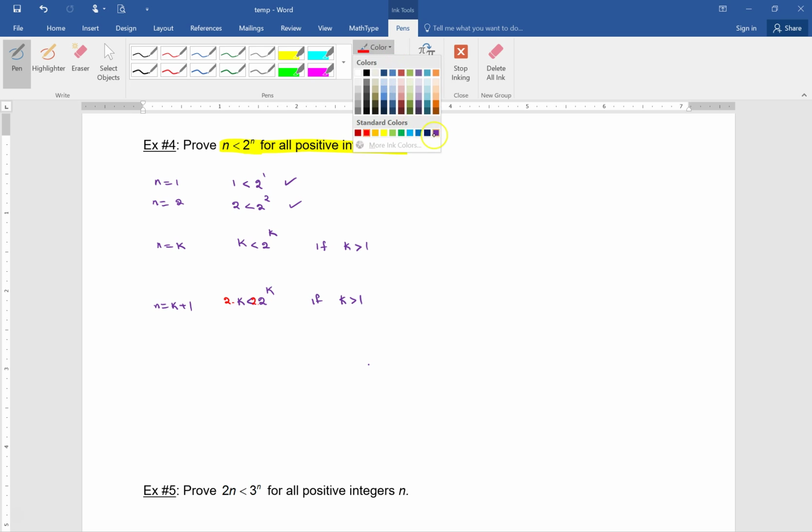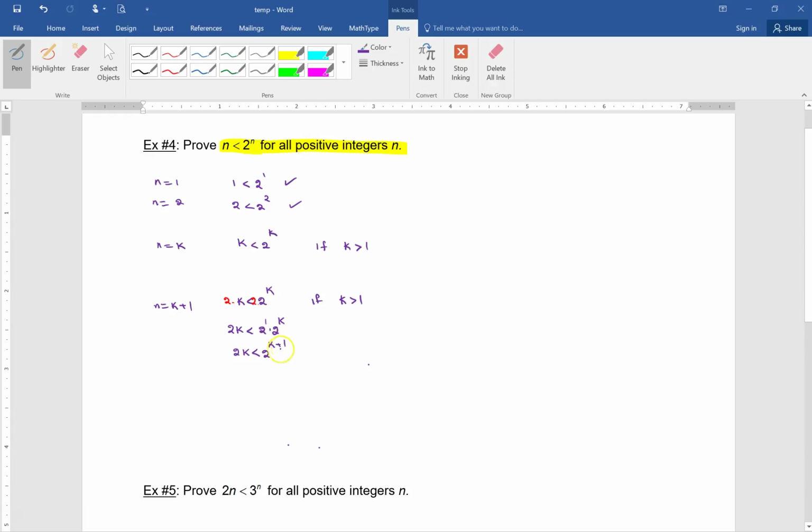Because I want the exponent of k plus 1. So now I have 2k is less than 2 times 2 to the k. Well, the exponent of this 2 is 1. So this is 2k is less than 2 to the k plus 1. And I'm just going to pause there for a minute and move on to the other part.